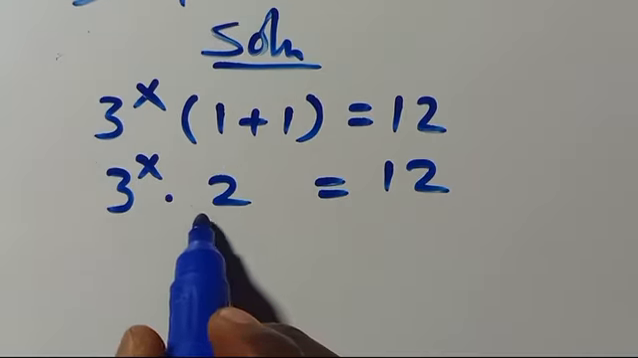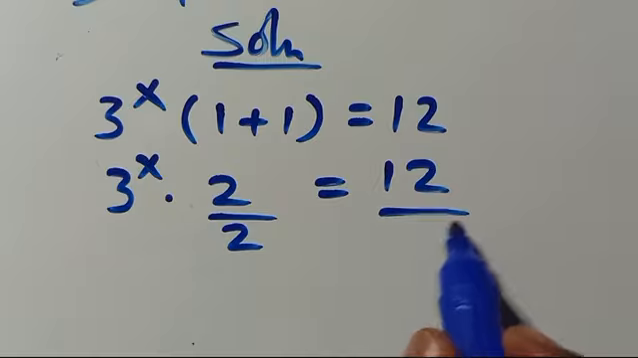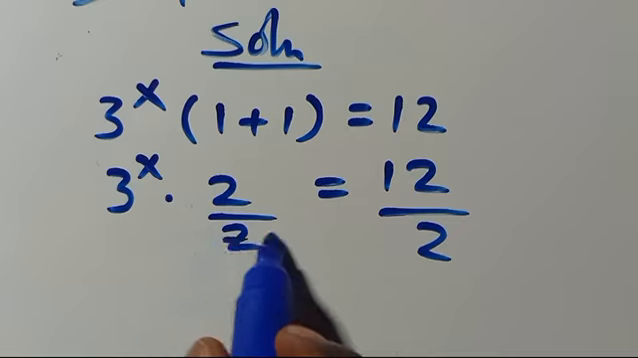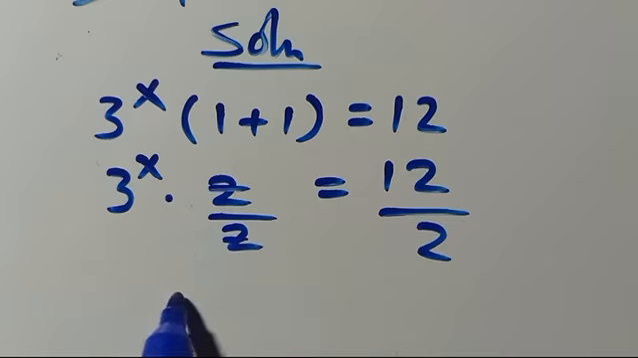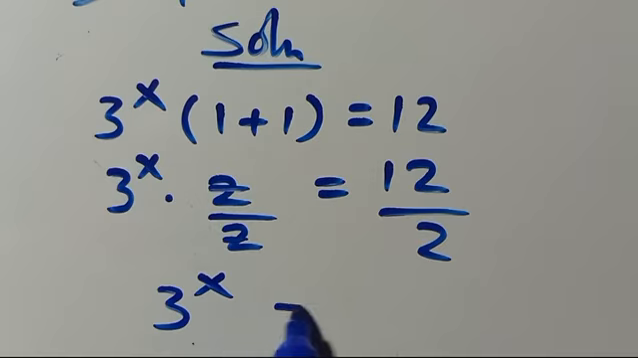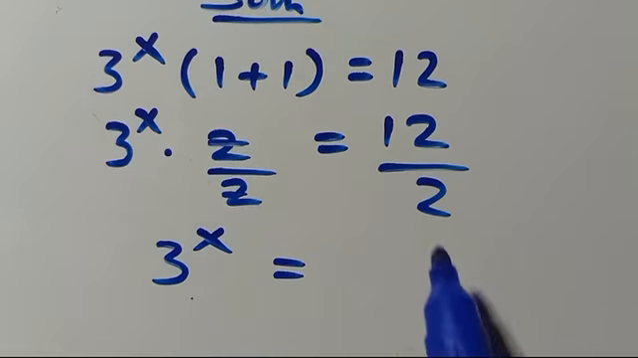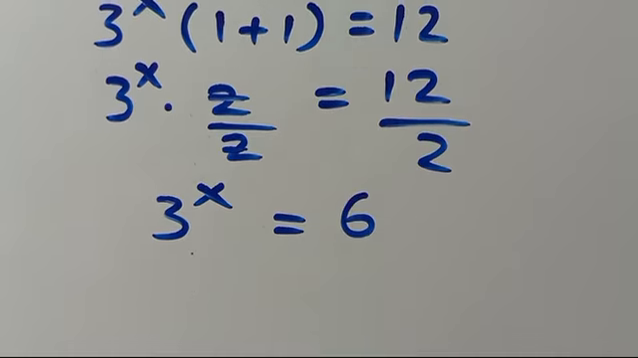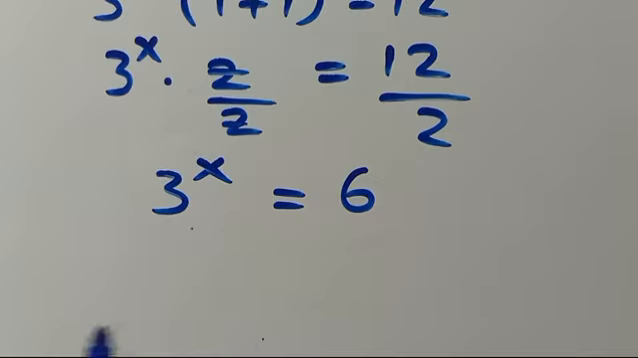So from here, let's divide through by 2. So we are going to have, this will cancel out. We have 3 to the power of x equals 12 divided by 2. This will give us 6. Then from here, let us introduce log to both sides of this expression.